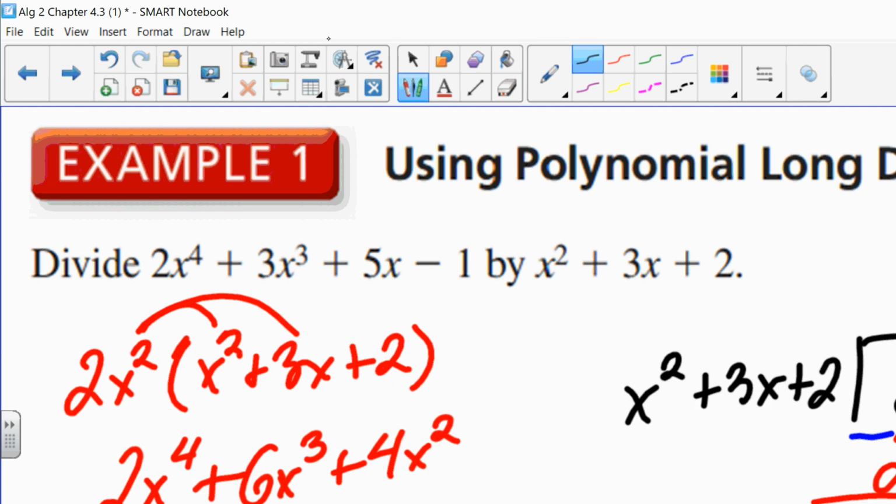And we'll go from left to right. 2x to the fourth minus 2x to the fourth is 0, exactly what we wanted. We want that first one to cancel. 3x cubed minus 6x cubed is negative 3x cubed. 0 minus 4x squared is negative 4x squared. And then we drop down the plus 5x.